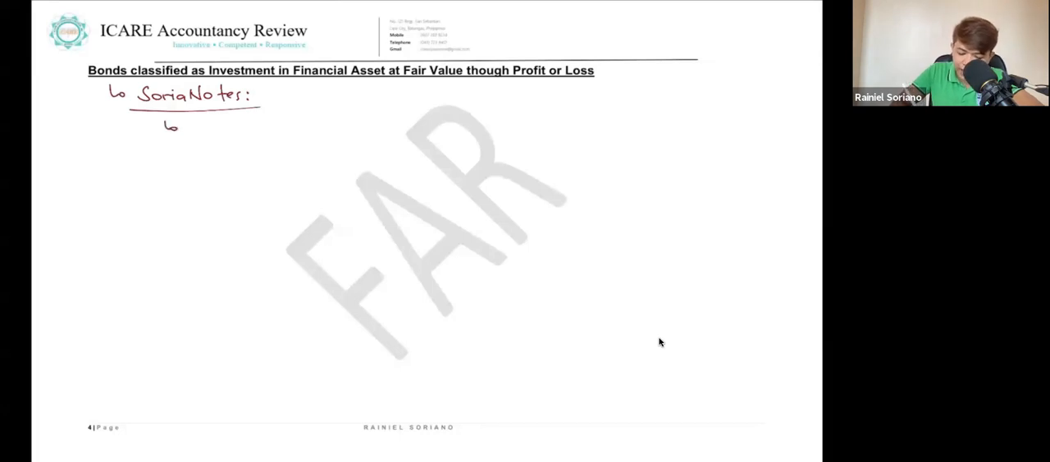So what will be our first note? Our first note talks about the initial measurement. Again, let's talk about initial measurement of the investment.